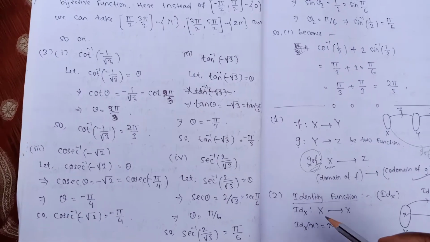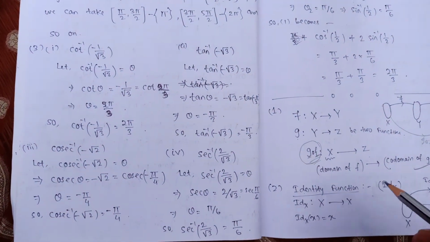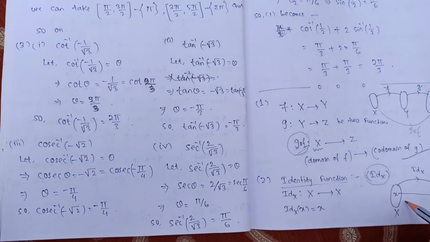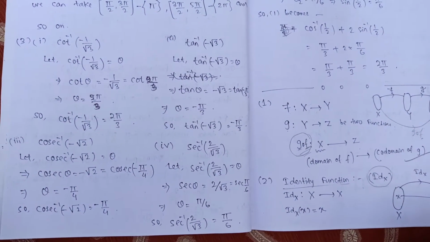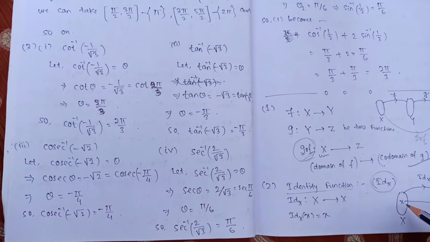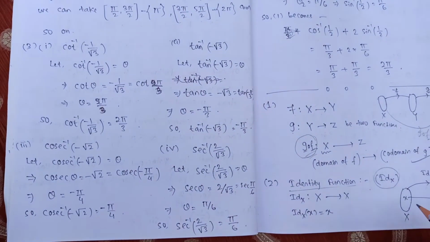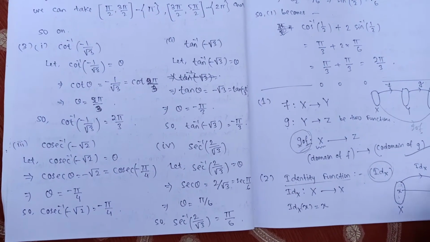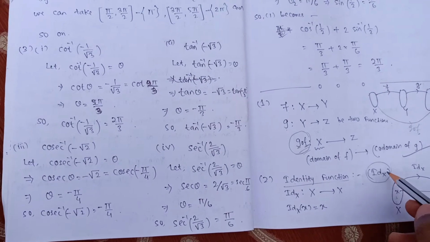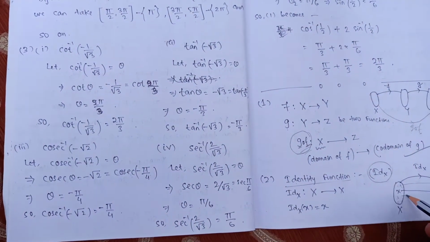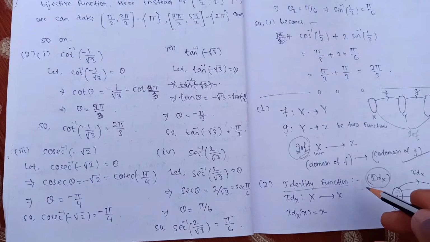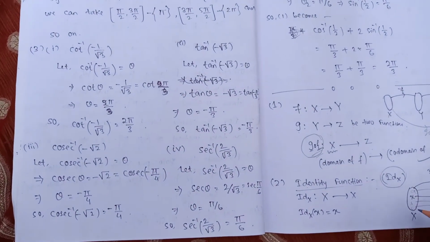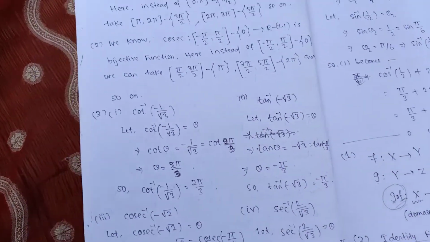Number 2, remember the identity function, and it is id subscript x. That means it is a function from x to x itself, and it takes each element of that set to itself. Suppose I have here a, b, c, and here also a, b, c. This function takes a to a, b to b, and c to c. The behavior of the identity function is like this. It takes each element of that set to itself.